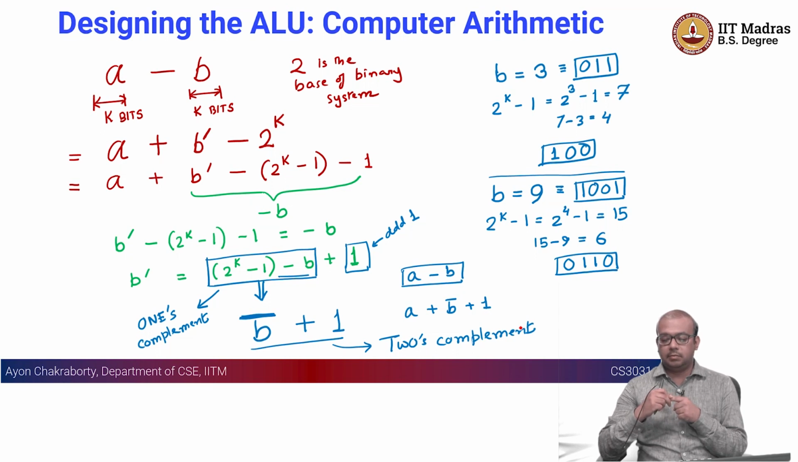Okay. So you can do this operation for signed numbers also. You can think that if the most significant bit is 1, this is going to be a negative number, and if the most significant bit is 0, this is going to be a positive number.